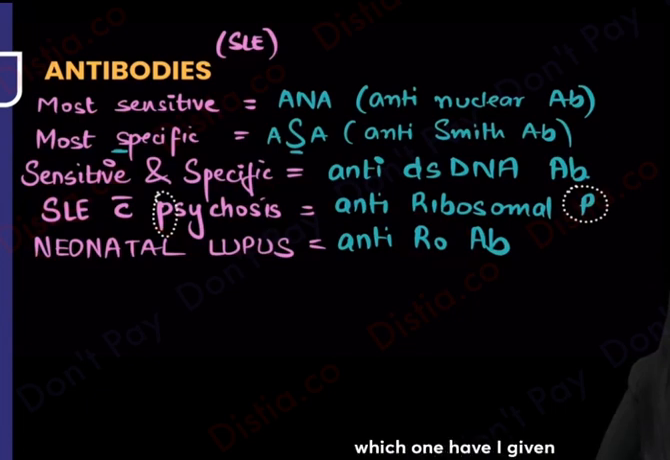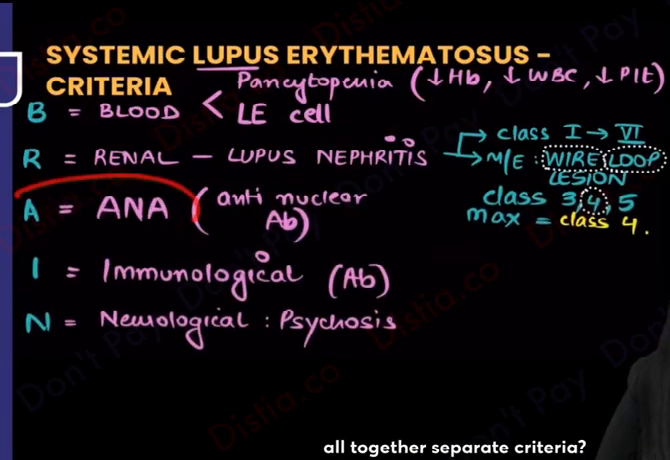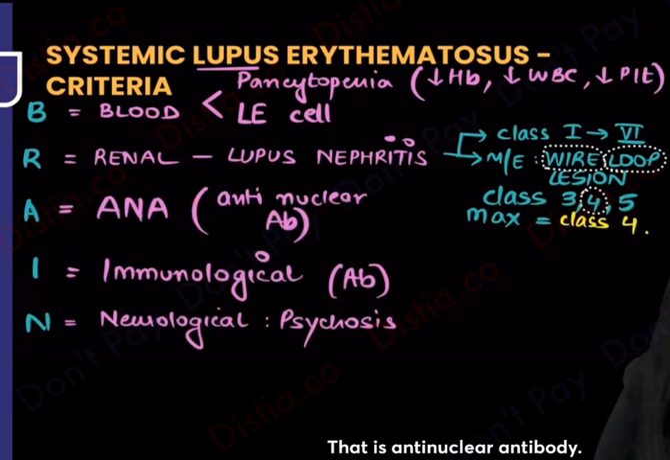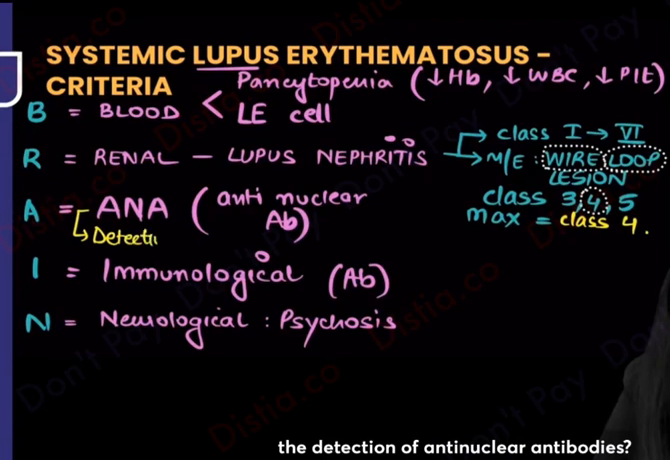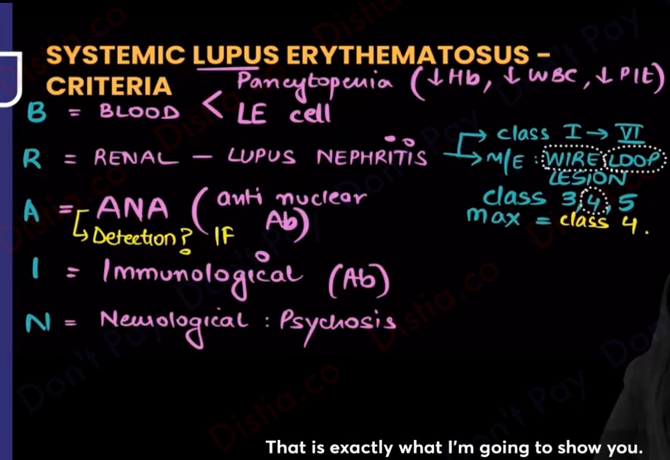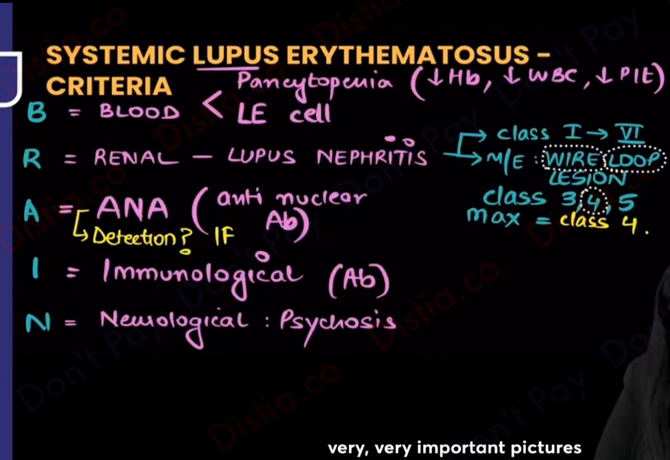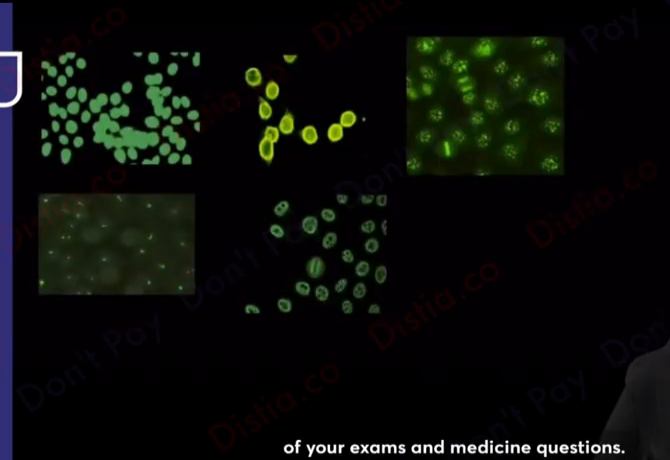Out of these, which one have I given an altogether separate criteria? That is anti-nuclear antibody. So they ask you how you do the detection of anti-nuclear antibody. For the detection, I do immunofluorescence. That is exactly what I'm going to show you. I am going to show all of you these 5 very important pictures which you might have seen in a lot of your exams and medicine questions.